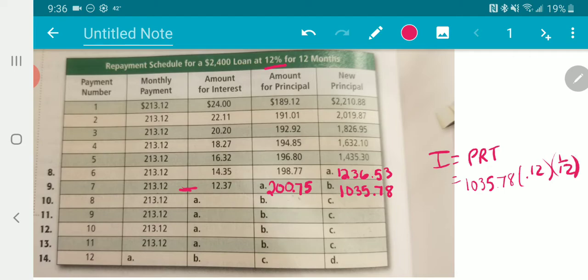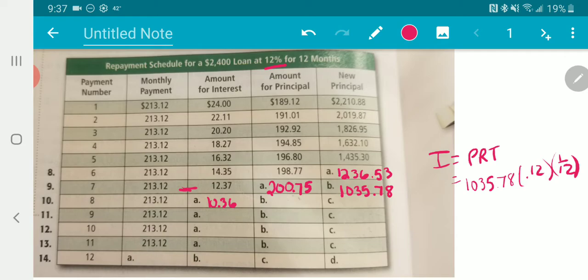So when I plug all of that into my calculator, I come out with an interest payment of $10.36. And that follows our pattern. It's still decreasing, right? It should not be higher than that $12.37. We're paying less in interest.